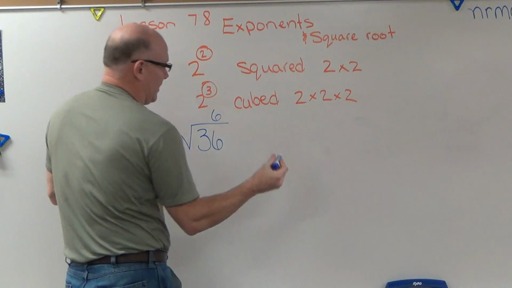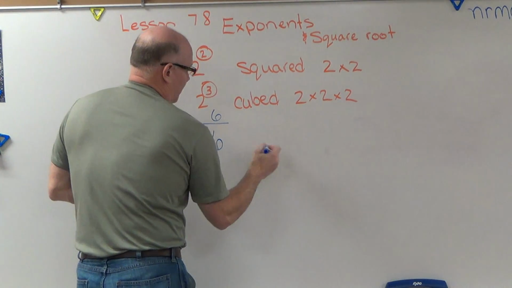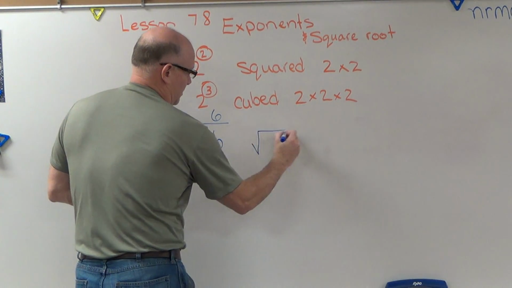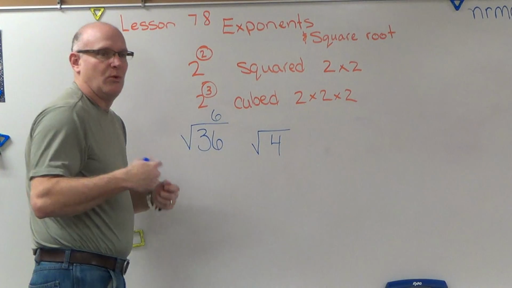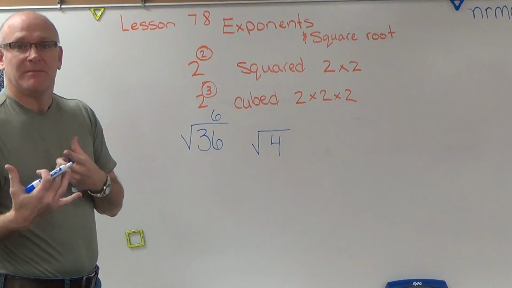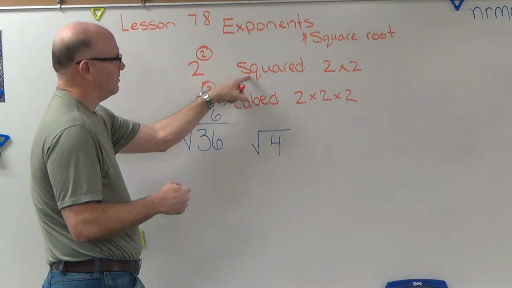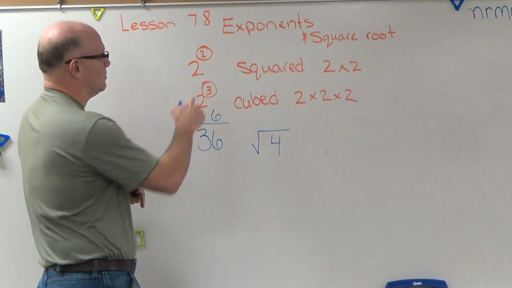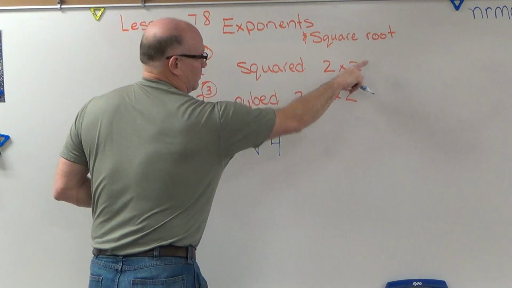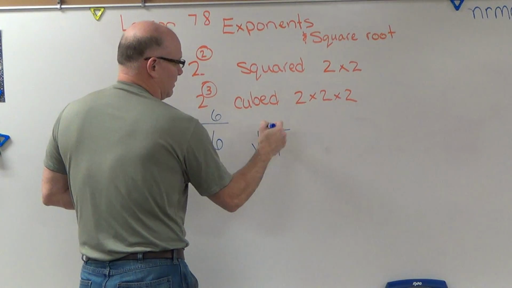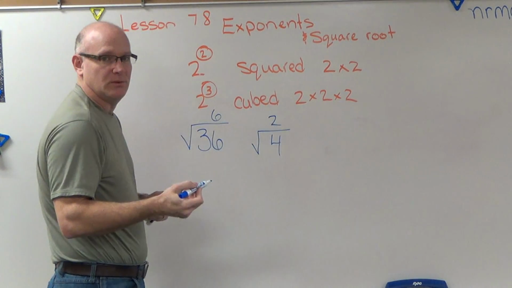So if we had 4, what times what equals 4? The same number, so you can't have 1 times 4. But the same number times itself, or the same number squared, so 2 squared is 2 times 2 equals 4. So the square root of 4 is 2.